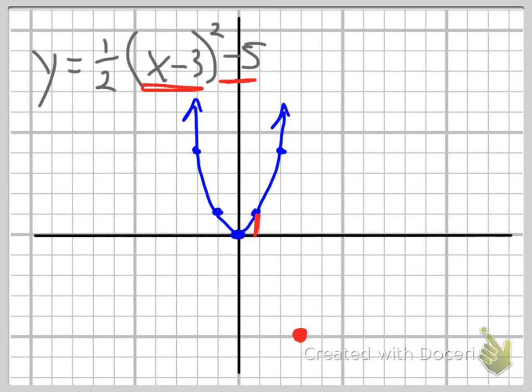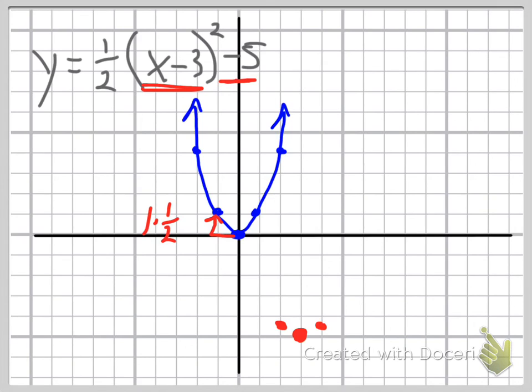And now when I think about going 1 to the right, my vertical change is 1. And now I'm going to take that 1 times 1/2. That gives me a value of 1/2, which means that when I go 1 to the right, I will only go up 1/2. I'm going to continue the same idea. If I go 1 to the left, I go up 1 for my parent function. So 1 times my a value of 1/2 is again going to be 1/2 for going to the left one.